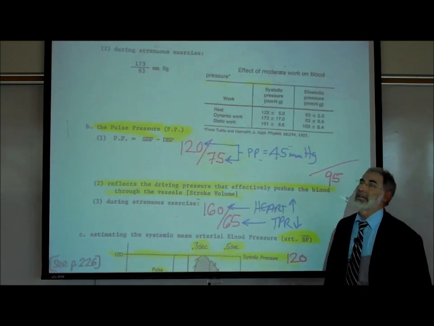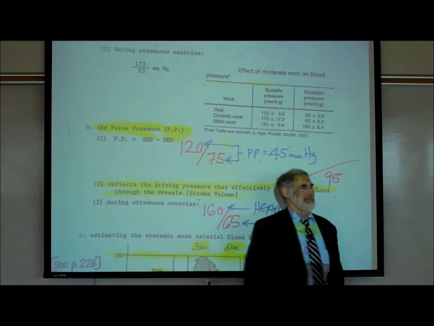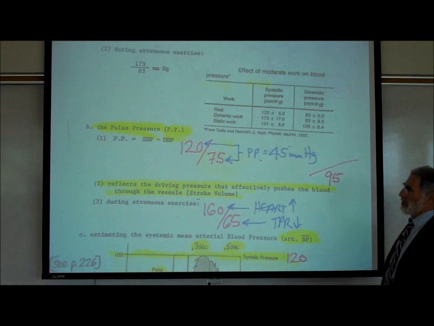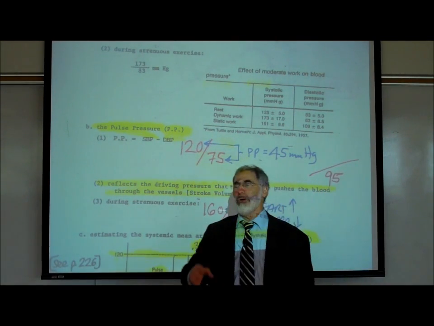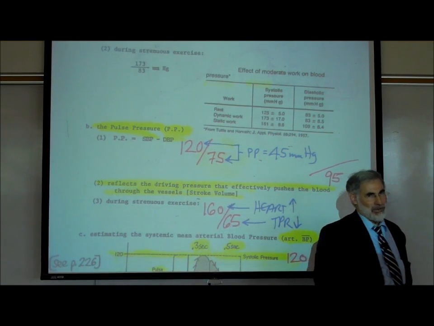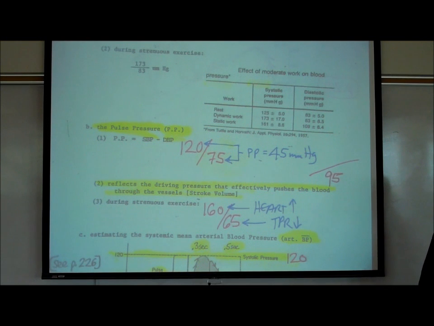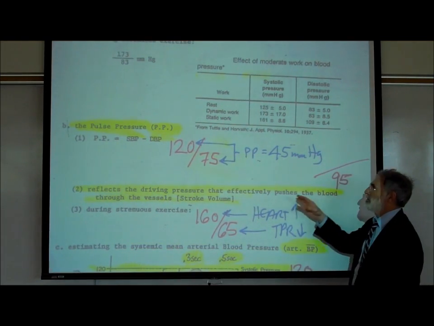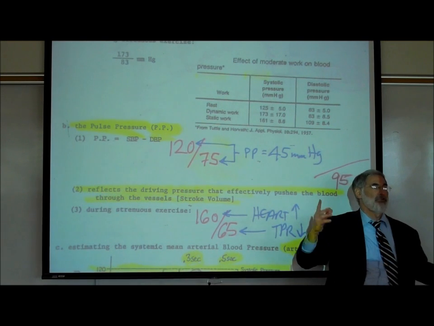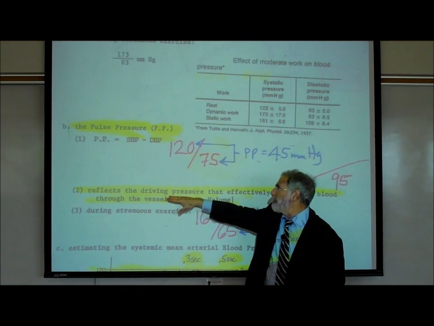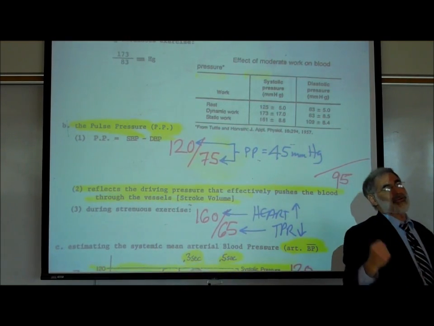Let's talk about PP. PP is pulse pressure. Pulse pressure is the difference between the systolic high and the diastolic low. So in somebody who's got a typically normal blood pressure of 120/75, their pulse pressure is 120 minus 75, or 45. This 45 really represents the driving force created by your ventricle.